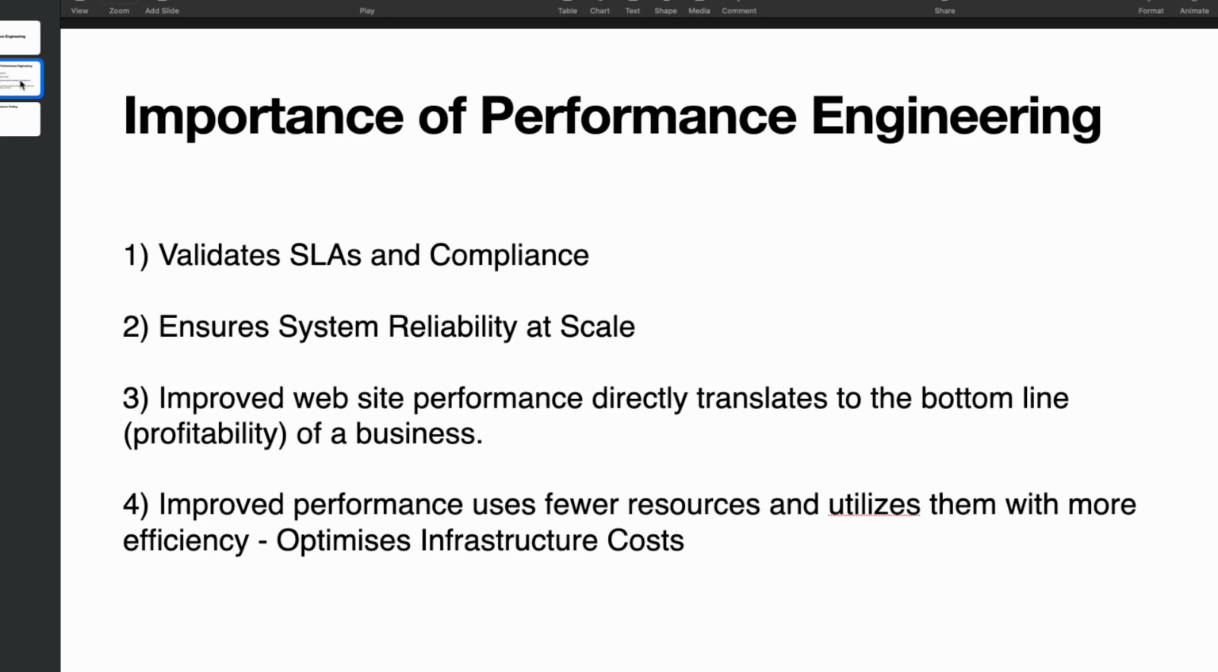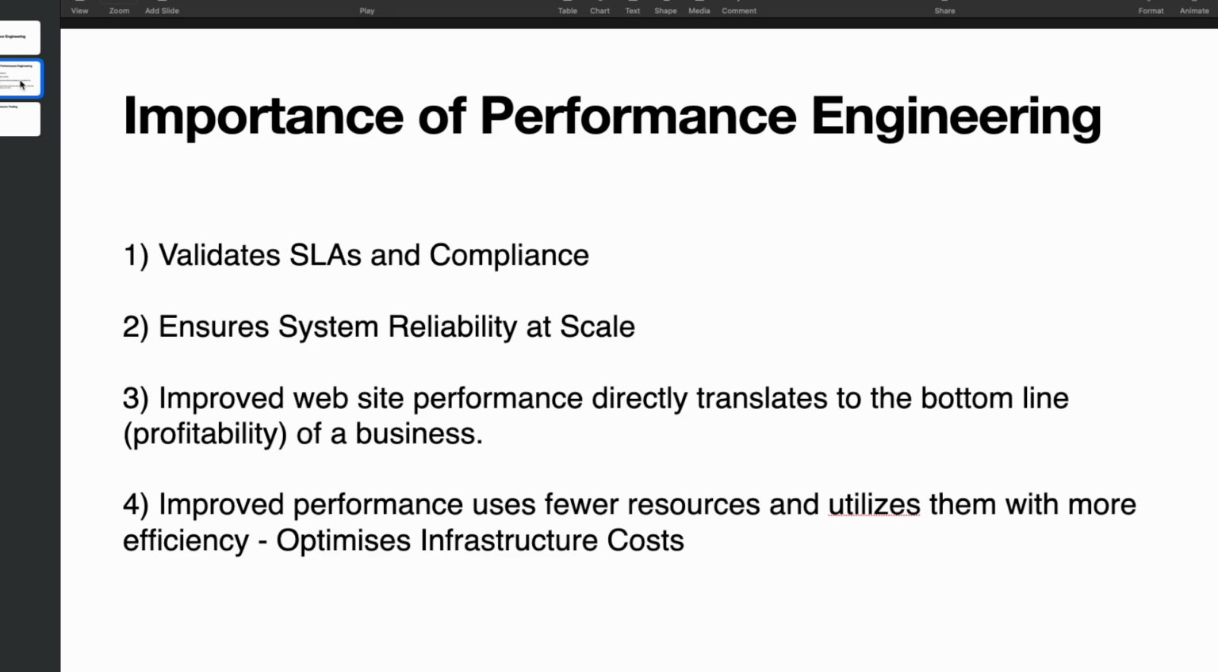Now the third point is very interesting. Improved website performance directly translates into the bottom line of a business. Now you might wonder why I have added this point. In every performance test we do, we are checking whether it is performing at scale. Now why is performing at scale important? Let's talk about a scenario: you open a site because there is a sale going on, and you open the site at 12 o'clock. It crashed.